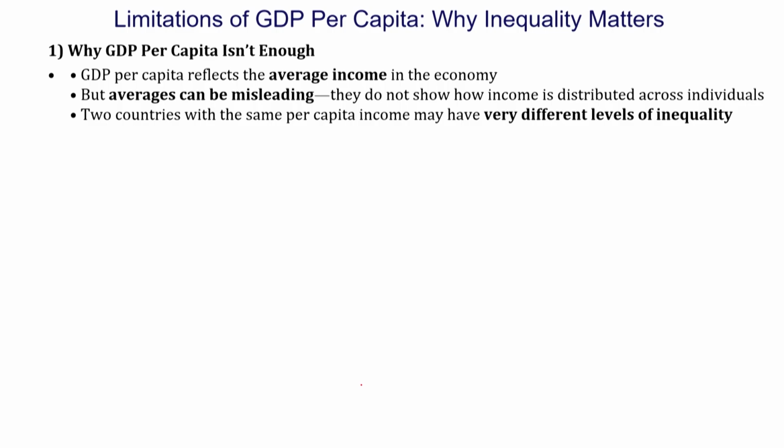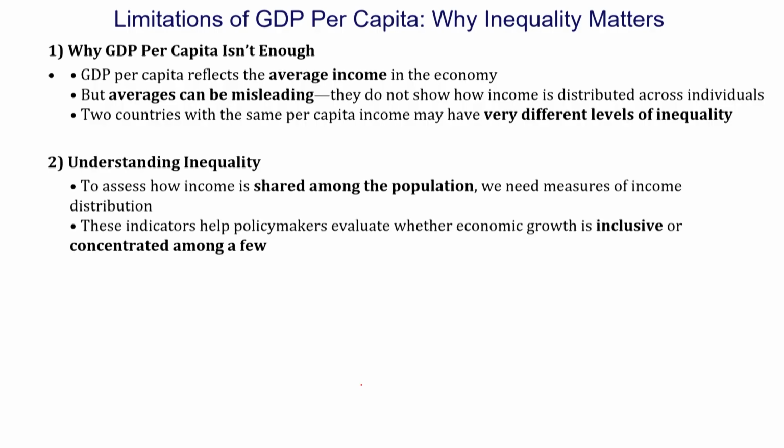For example, take two countries which have the same per capita income. In one, most people may earn around the average, while in the other country, a small elite may earn most of the income. So what does it mean? It means there is income inequality. To capture this distributional aspect, we look at inequality measures. In this context, we use the Gini coefficient, which is one such measure.